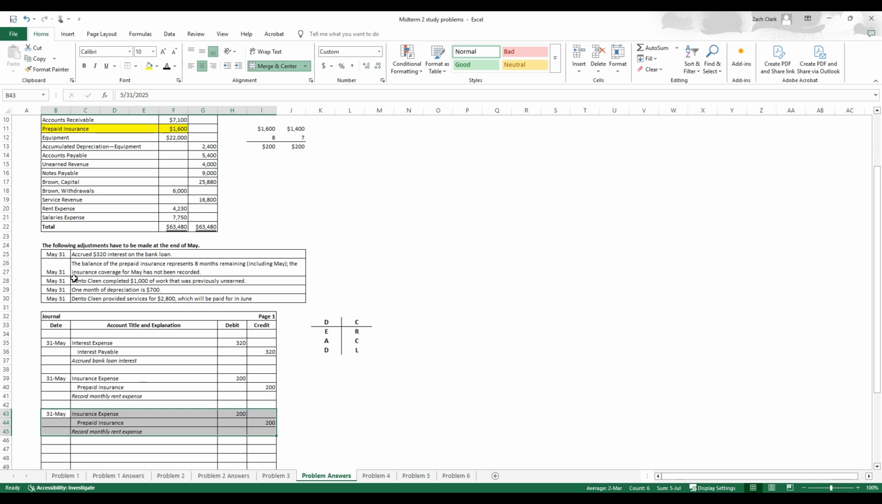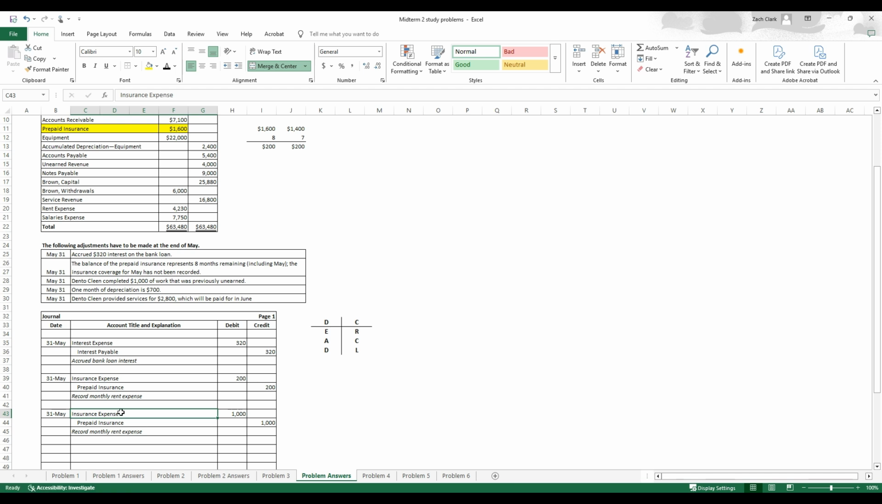Now we've got an indication here that we have completed $1,000 of work that was previously unearned. So here's our unearned revenue. Remember, that's a liability. This $4,000 was prepayment from customers that we received for future services, and $1,000 of those payments has now been provided. That service has been provided, and so we need to reduce our unearned revenue liability by the $1,000 that's no longer a liability, basically.